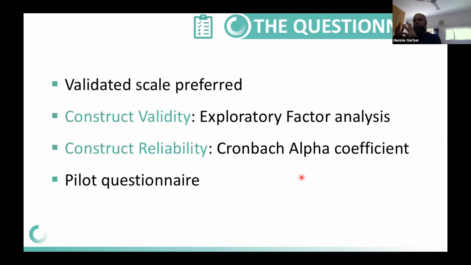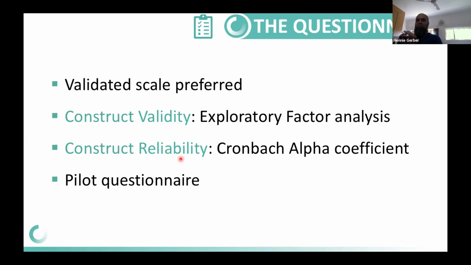Okay, it's preferred to use an already validated scale. Say, for example, the technology acceptance scale, that's already validated, that has valid constructs, which are called ease of use, usefulness, attitude, and intention. Now, for construct validity, you use exploratory factor analysis if you want to do the validation yourself. So that's the first step in construct validity, exploratory factor analysis.